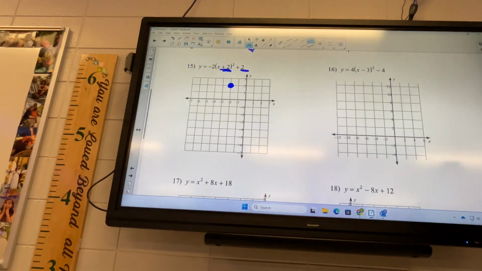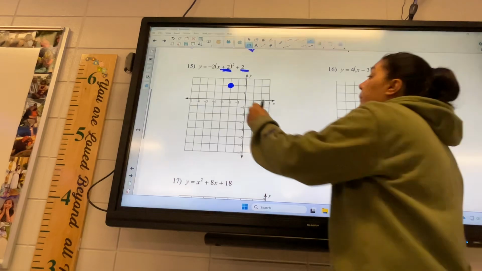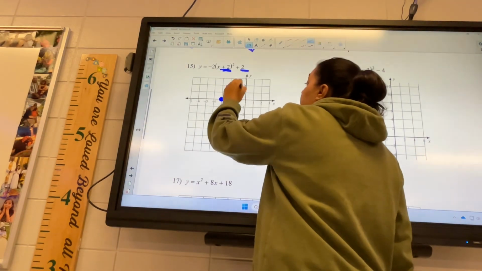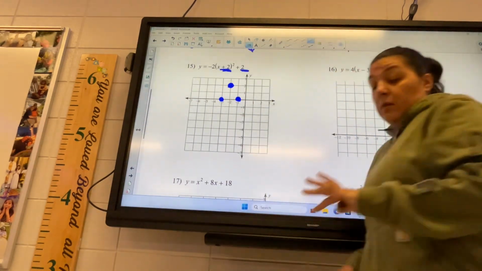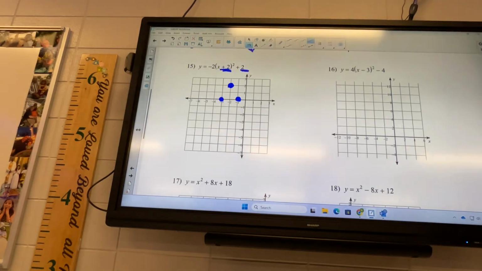Okay, what else can you tell me about this graph? Does it open up or down? It opens down with a slope of what? 2, right? So we're going to go down 2 over 1. Down 2 over 1. And then how many points do we always have to plot? We have to plot 5. So at this point, you can't really graph too much more.